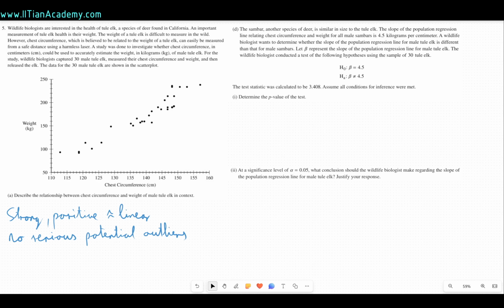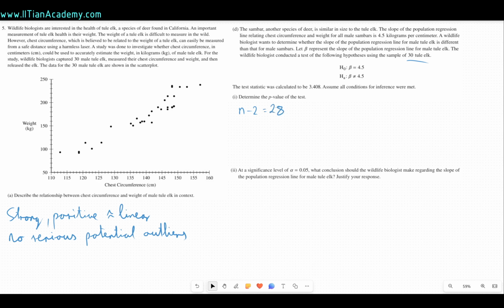The test statistic was calculated to be 3.408. We need to determine the p-value of this test. So firstly, we need to calculate the degrees of freedom. The degrees of freedom will simply be n minus 2. We have 30 elk, so the degrees of freedom will be n minus 2, which is 28.